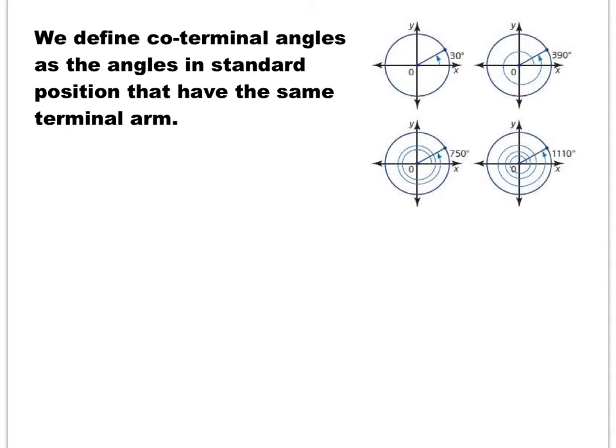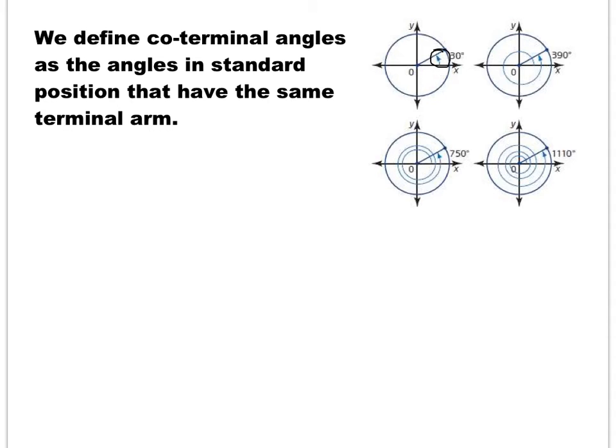Now we are going to define a new topic here called the coterminal. Coterminal angles are angles that have their terminal arms on top of each other. For instance, consider an angle of 30 degrees as shown here.